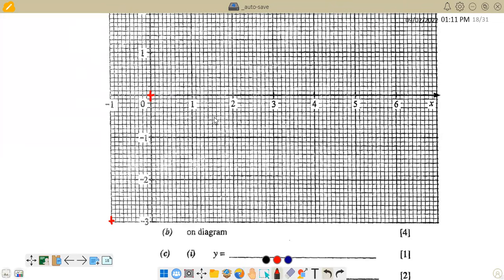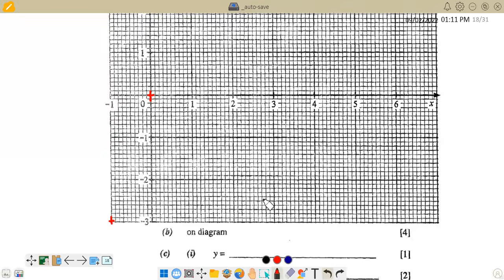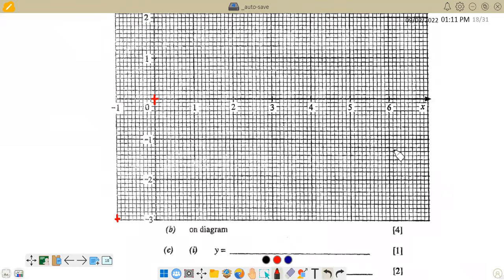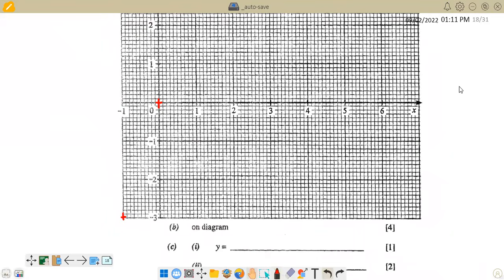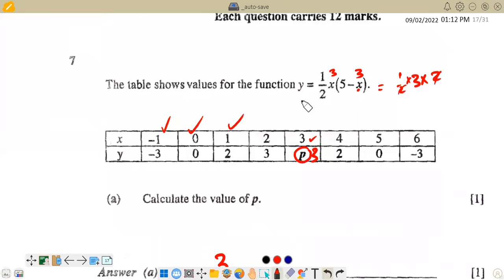The next point is 1, 2. When X is 1, Y is 2. So X is 1, which means we are here, and when X is 1, then Y is 2. Somewhere at this point, you mark your point again. Make sure that you mark it very, very small. Don't make it bold like that one. Just mark a small point. So that's 1, 2.